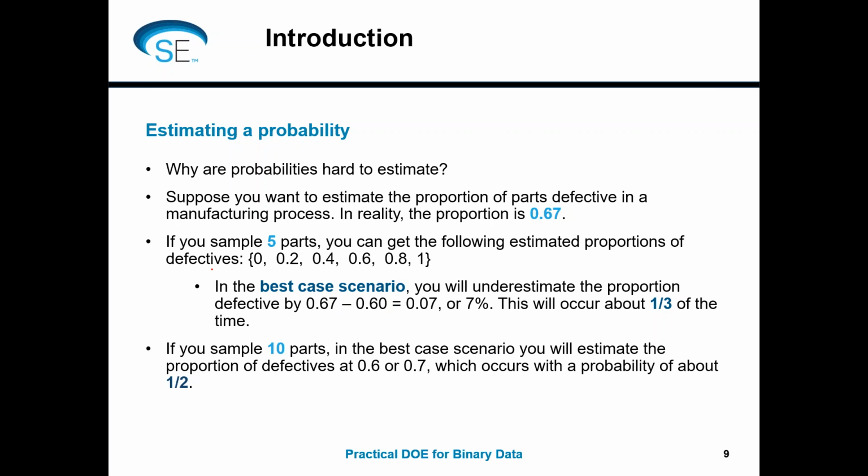Why are probabilities hard to estimate? This is a little toy example to hammer home the point about why binary data is not informative. Let's say I have a manufacturing process and I want to measure the proportion of parts defective. In reality, that proportion is 0.67. If I ran a million parts, I would get a proportion of 0.67. That's the quantity we're trying to estimate. However, maybe I can only sample 5 parts.